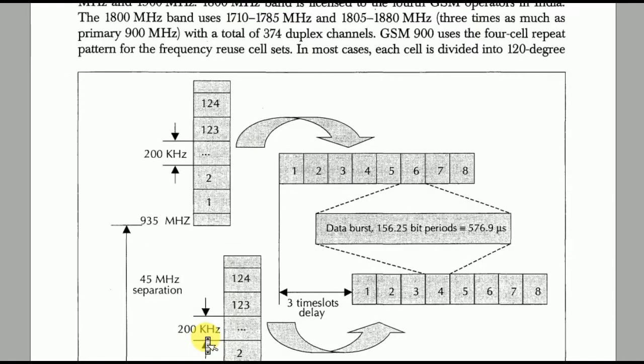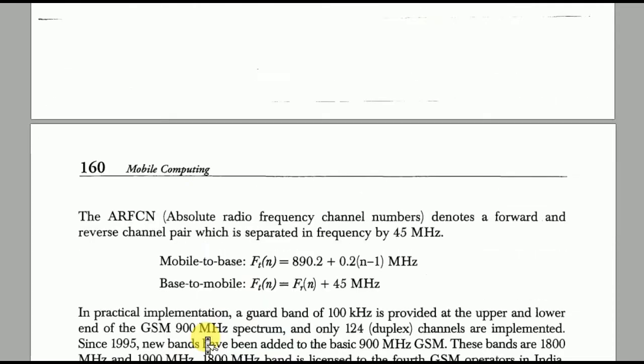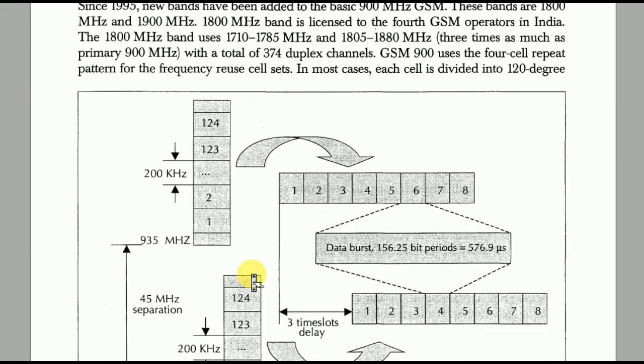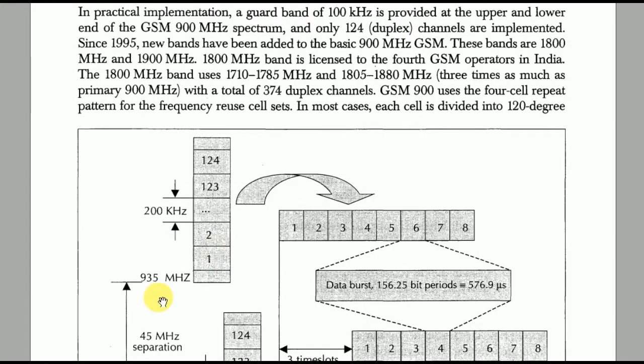Then again, 935 to 960 megahertz is for the downlink frequencies. The 935 to 960 megahertz frequency range is used for the downlink, that means base station to mobile station. You can see the range of frequencies in this picture. 935 to 960 megahertz is used for downlink in the case of the 900 megahertz band.